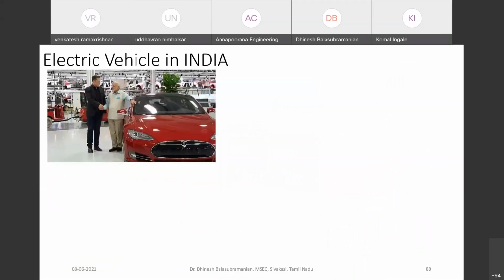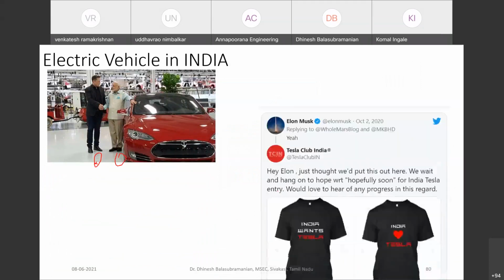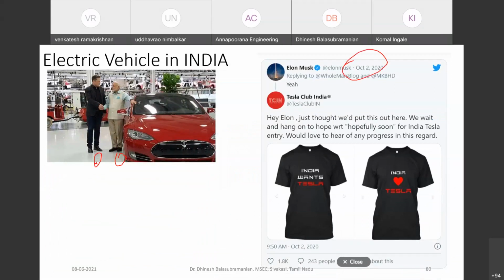And electric vehicles in India, I hope you can see this picture where Tesla would have a branch very soon in India, and people are most often asking about opening or having a Tesla-based vehicle in India. For this, Elon Musk has replied that yeah, it would be soon. "Elon, just thought we would put this out here. We wait and hope fully soon for Tesla in India. Would love to hear any progress in this regard." So this was a Twitter message which Elon Musk has replied to.